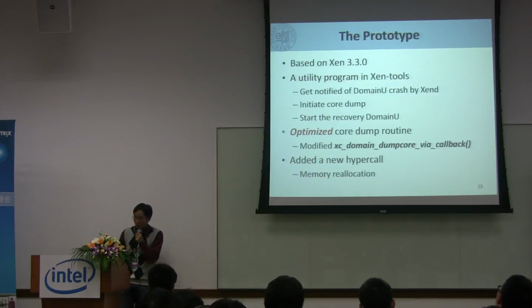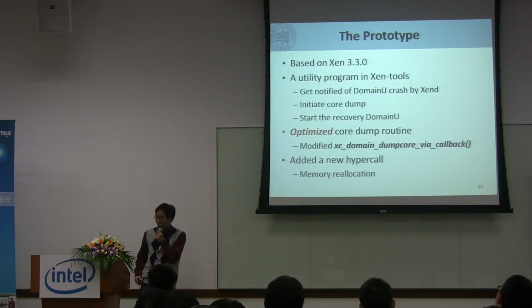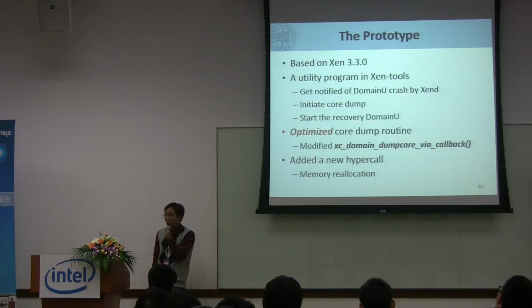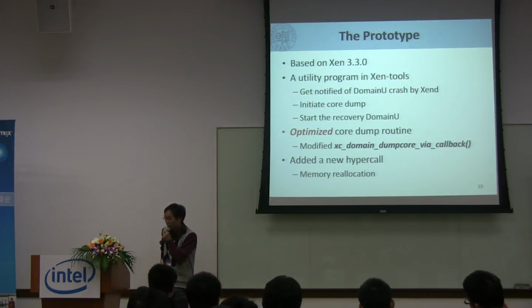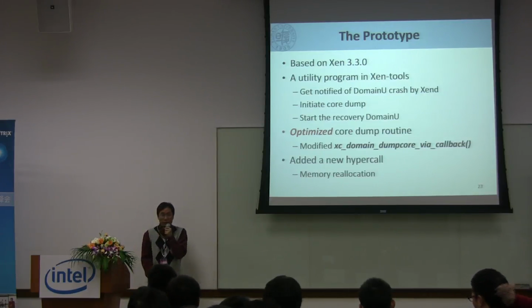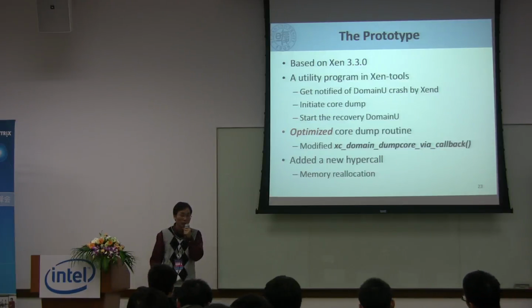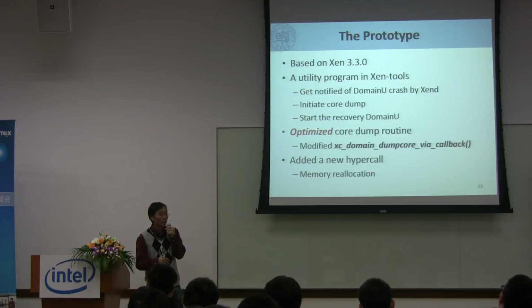Okay. We have implemented a prototype based on Xen, and the code is around 800 lines of code in Xen tools, and also other hypercalls to break the tie of the memory ownership between the crashed VM and the recovery VM. We modify around 150 lines of code in Xen, and we didn't modify the guest operating systems.